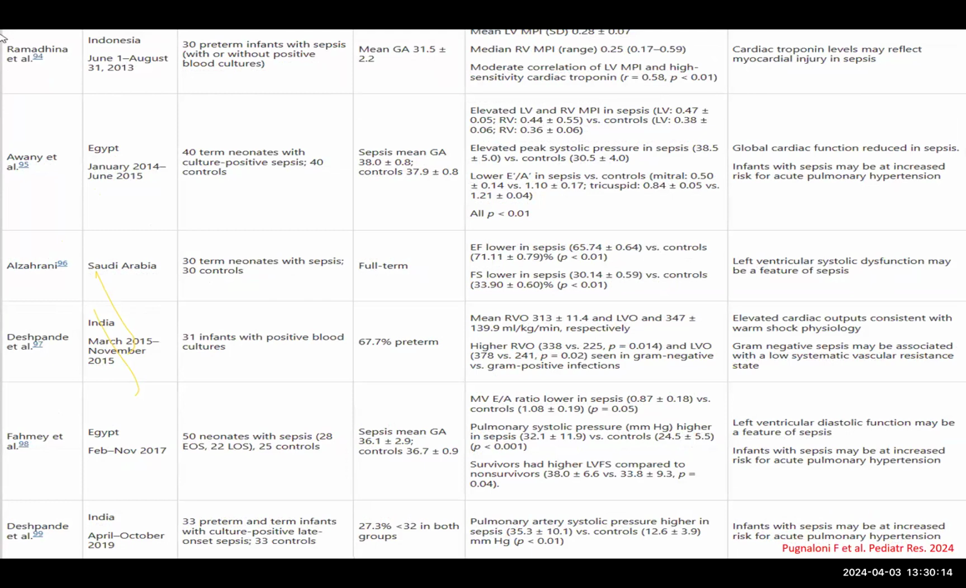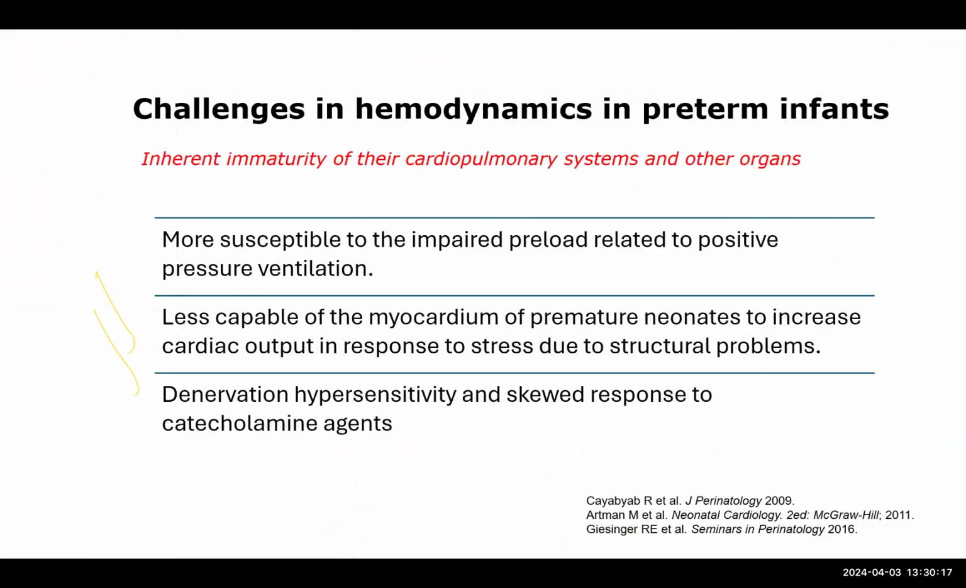So what I'm trying to say is that I'm here to confuse you, because there are lots of studies, but many of them only include a small number of patients. And in the subsequent slide, I'm going to tell you that a lot of those studies are from retrospective cohorts. We don't have a lot of well-designed, high-quality randomized controlled trials, maybe because of the difficulties as well. To complicate the hemodynamics in preterm infants, it can be even more difficult because of their impaired preload relative to positive pressure ventilation.